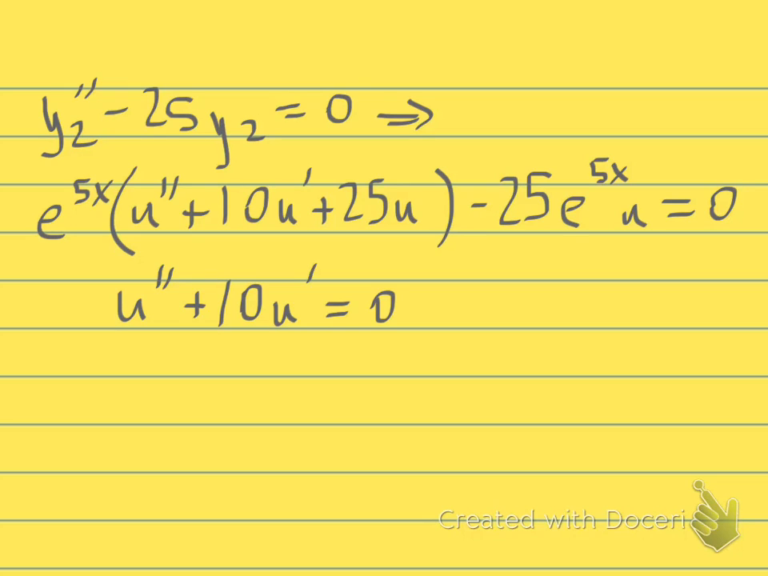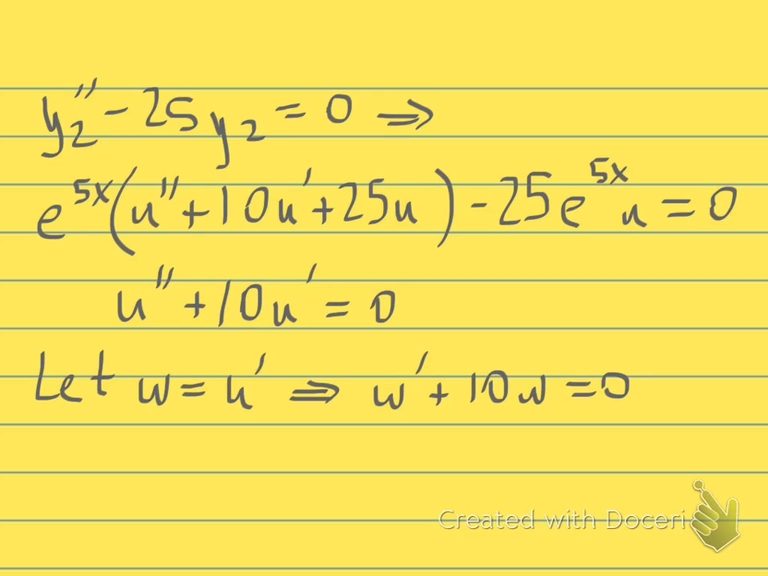So notice here, this is a differential equation that is first order in u prime. The u term dropped out, the term just containing u. And that should always happen in your reduction of order problems. If it does not happen, you made a typo somewhere.